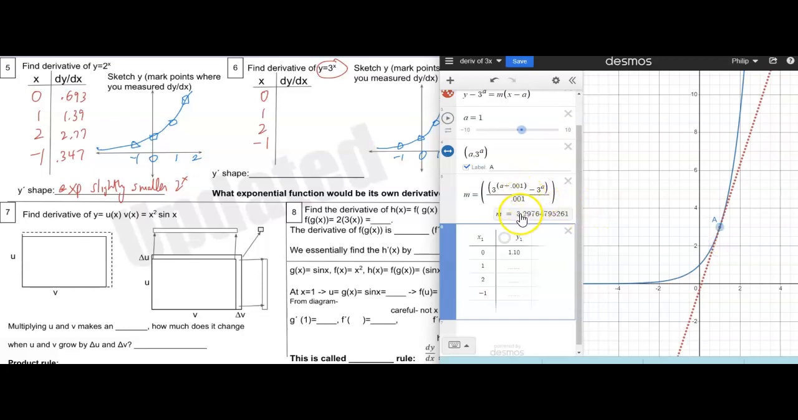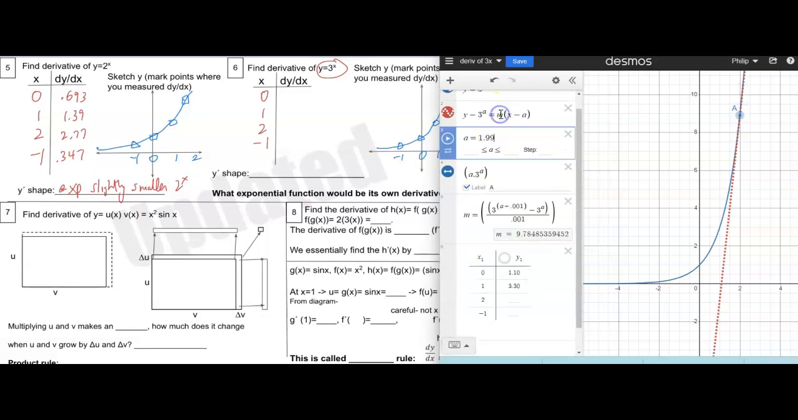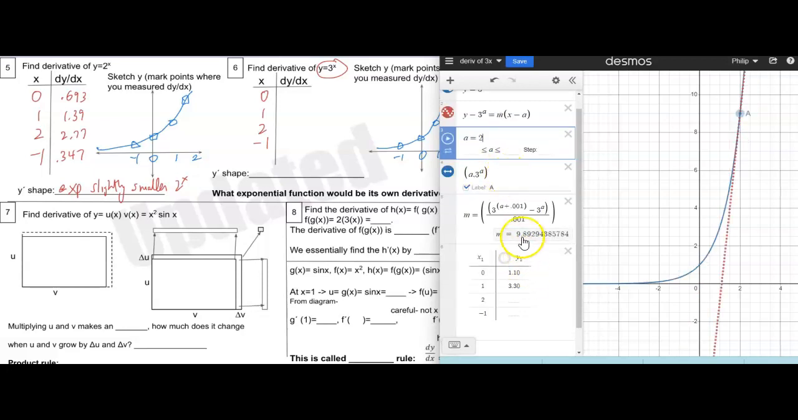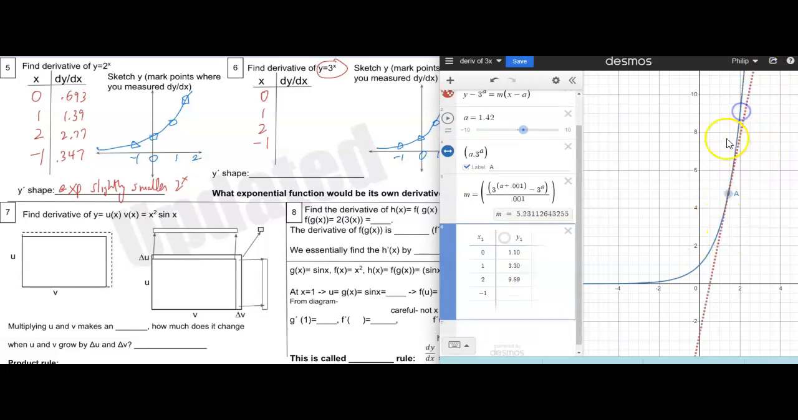Okay, and the slope value is going to be 3.30. Then we're going to move it to x equals 2. Now we're getting very steep. Let's type in the value. It's easier. Okay, and the slope at this value is 9.89. And last of all, let's move our tangent line to x equals -1.